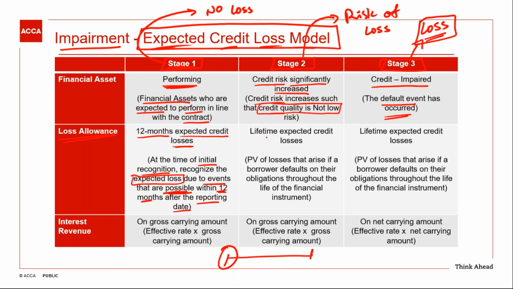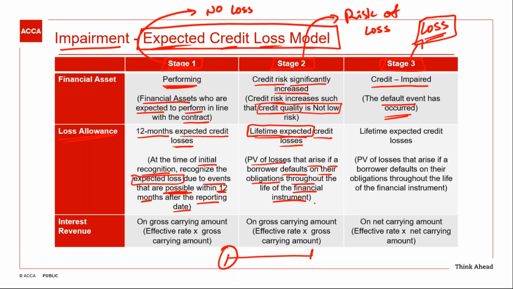But in case of stage 2, we record lifetime expected credit losses. This time we are going to take the losses relating to the entire life of the instrument. So this is the present value of the losses that arise if a borrower defaults on their obligation throughout the life of the financial instrument.